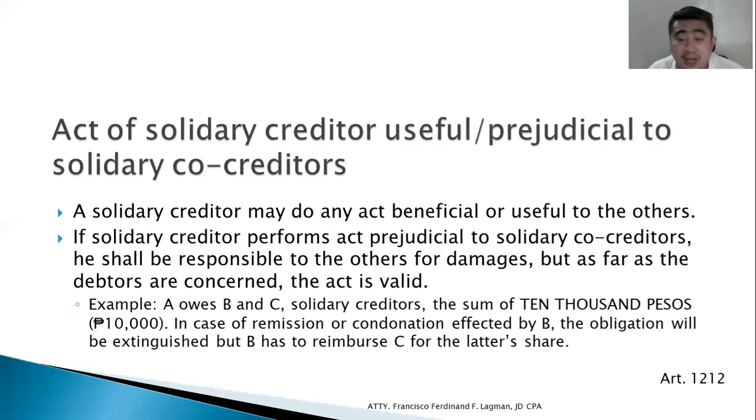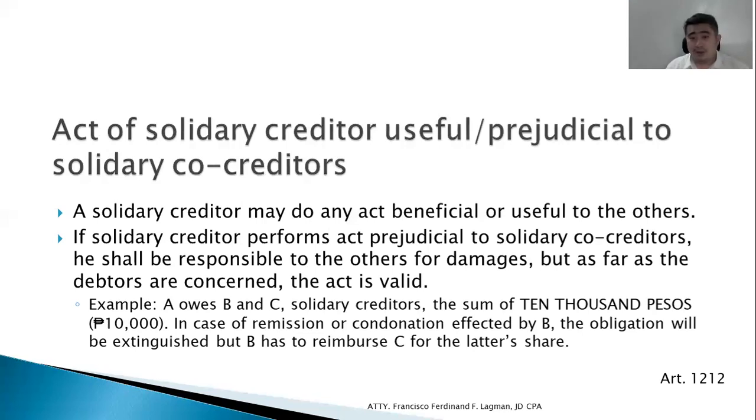Si C ba, pwede pa siya maningil kay A? Yes, pwede. Alright? Magkano sisingilin ni C kay A? E di 5,000 pesos. Okay? Kasi ang pwede lang i-condone, o pwede lang magkaroon ng remission, assuming this is a joint obligation, ang pwede lang i-condone ni B is his share of 5,000 pesos. Pero ngayon kasi, this is a solidary obligation. Pag solidary obligation, pag pinagbigyan ni B si A, edi he must be referring to the whole amount of 10,000 pesos. So as far as A is concerned, edi wala na siyang obligation.